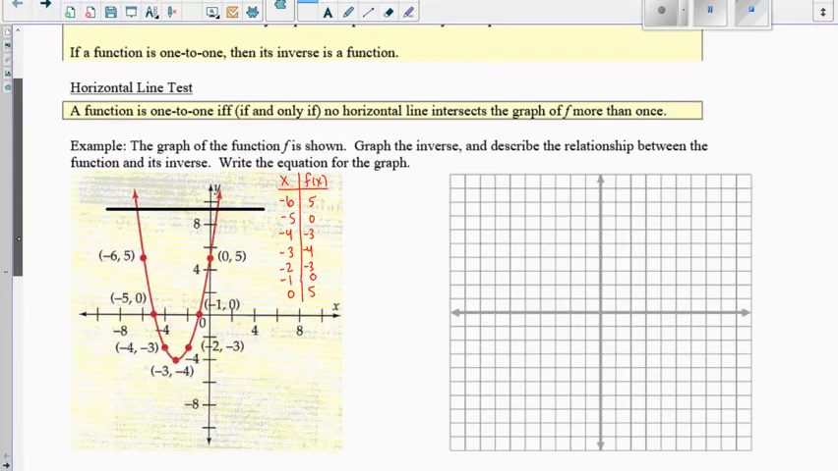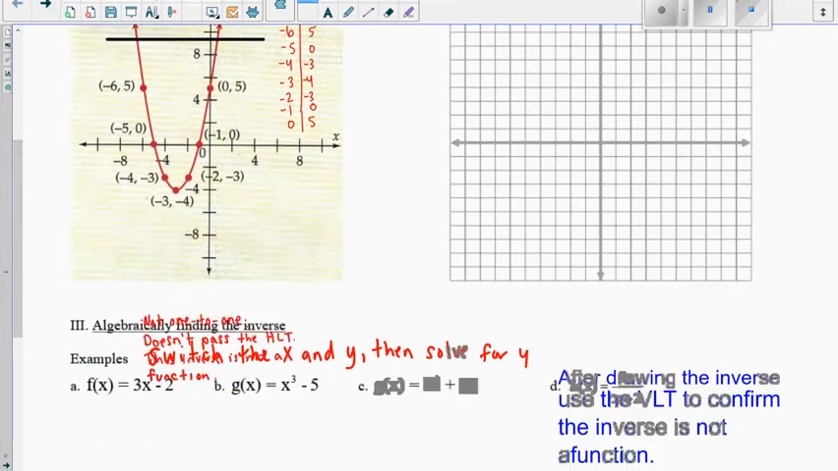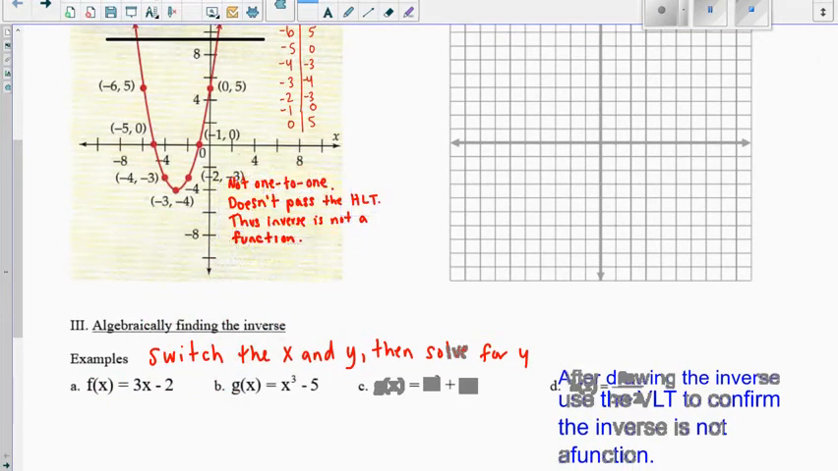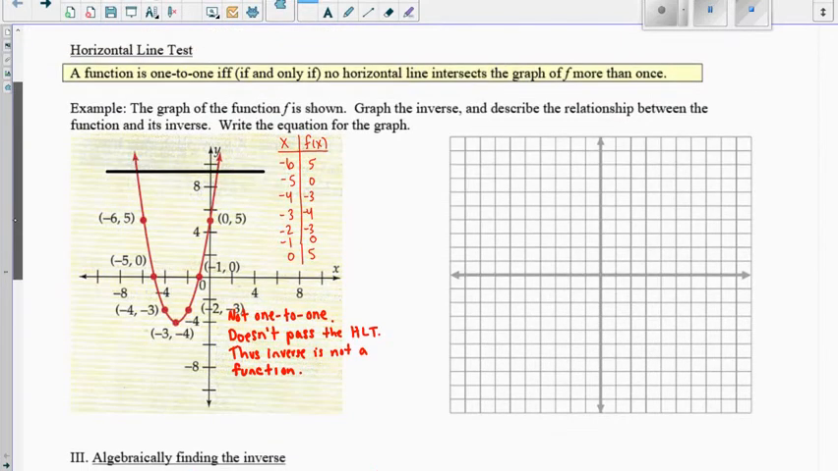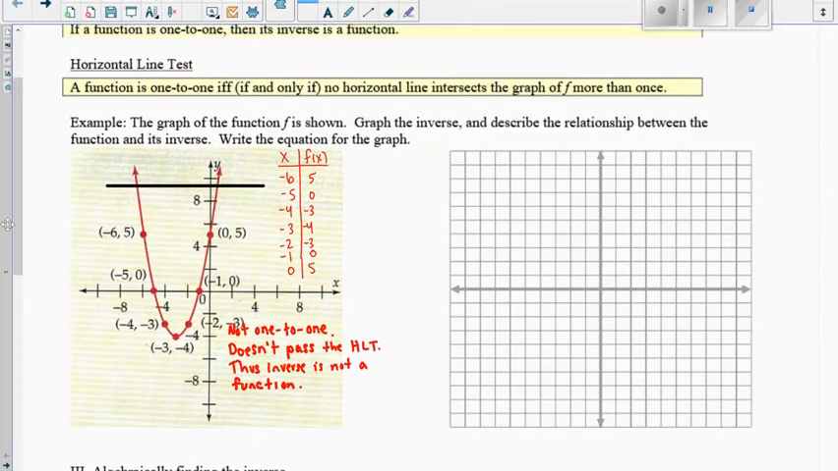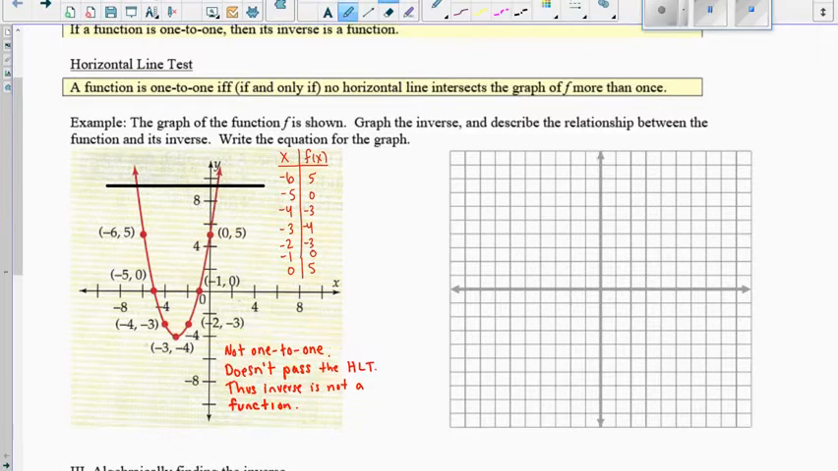So again, I know that this is not one-to-one, that it doesn't pass the horizontal line test, and thus the inverse is not going to be a function. So remember, to graph the inverse, we would want to switch our domain and our range, or x's and y's. So the first thing I did was pick these point values, and I made a table for x and for y. So then, of course, if we recall from the inverse, and remember that's your inverse function notation.